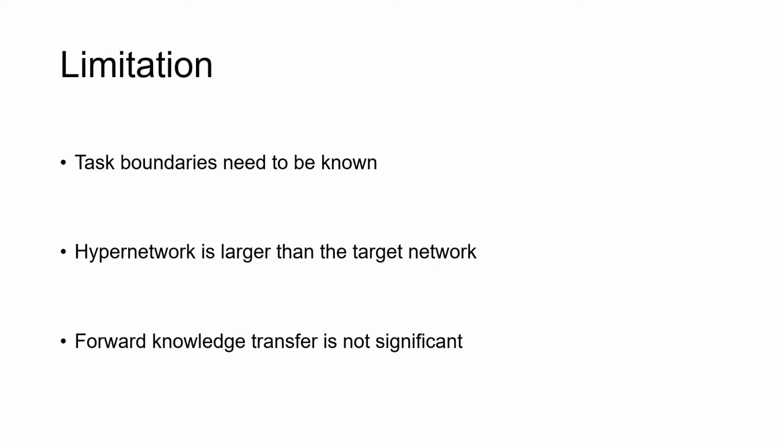Of course, our method still has some limitations. First, the task boundary needs to be known in training so that HyperCRL knows when to save the snapshot of the hypernetwork weights. Also, the size of our hypernetwork is usually much larger than the target network, since it directly outputs all the weights. Lastly, while HyperCRL can achieve great overall performance at the end of training, as well as retaining performance on previous tasks, there is no significant forward transfer to new tasks from existing knowledge learned in the past.